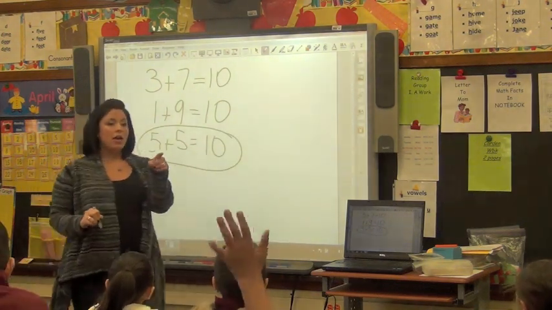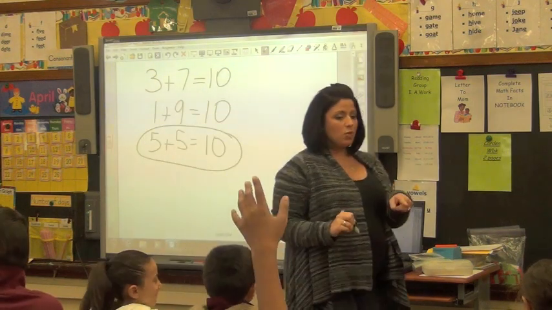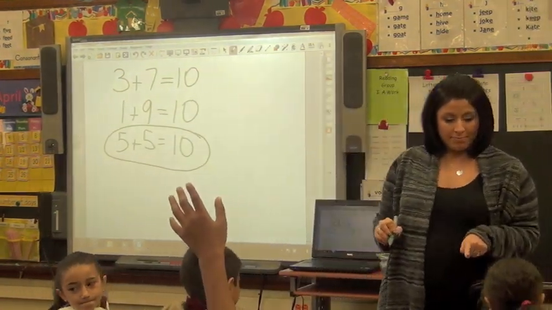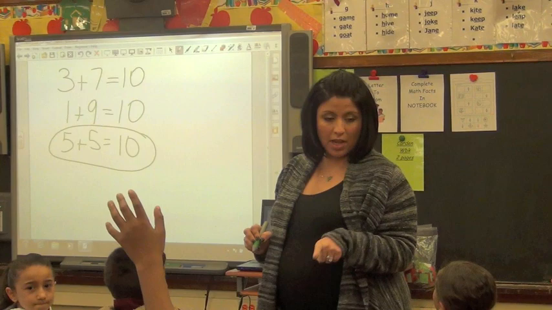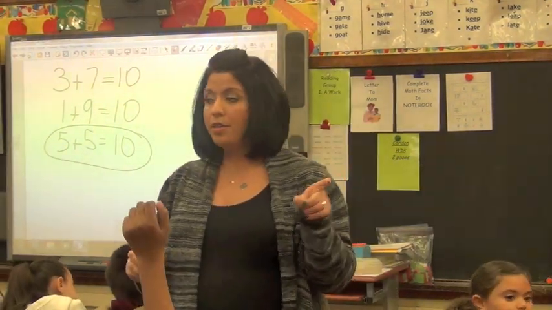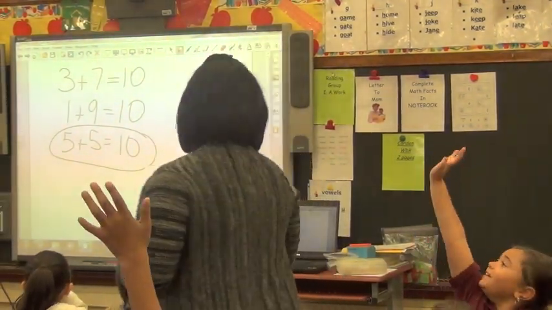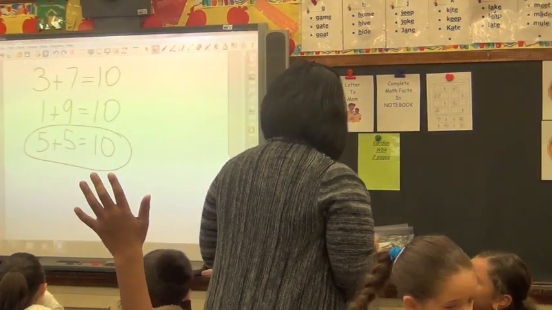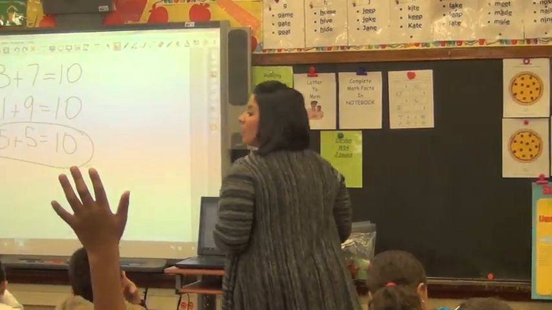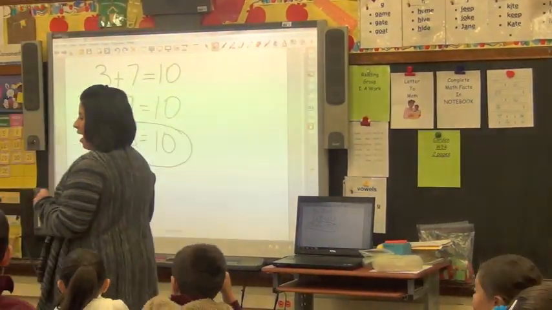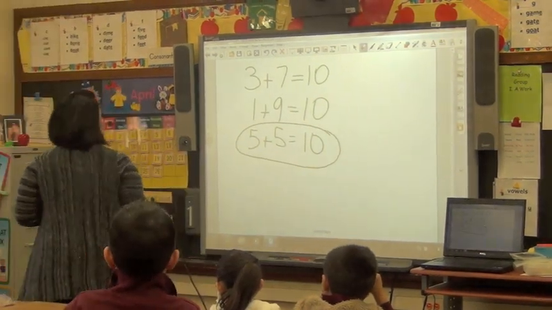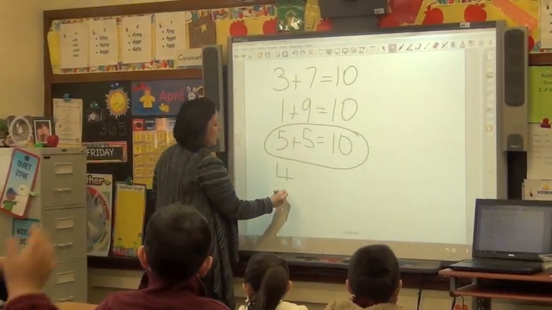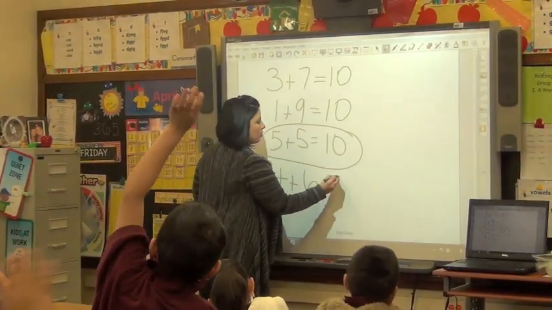It's a what, Alicia? A double. A double. And 10 is what kind of number? An even number. Excellent. Very good. Matt, what do you have? 4 plus 6 equals 10. Excellent. 4 plus 6 equals 10.